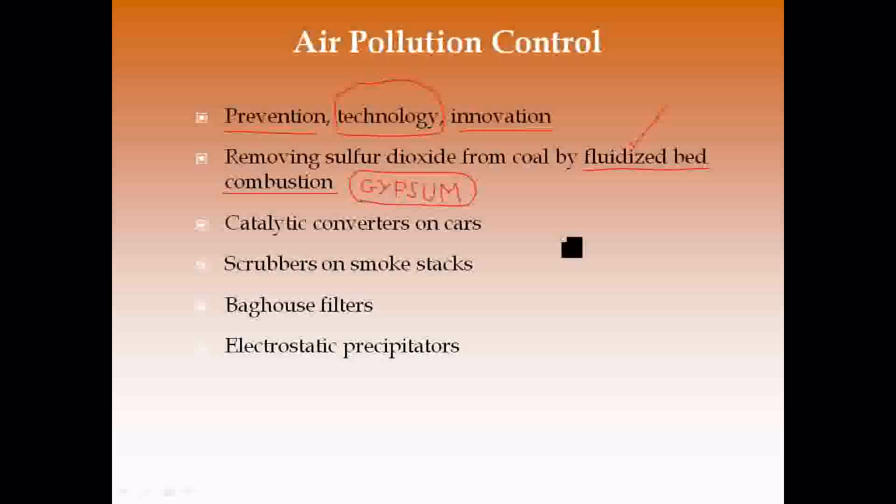Now for the nitrogen, it's all about reducing the emissions by reducing the temperature of the burn. So many times what's done is the amount of oxygen or the amount of temperature is controlled during the burning of the coal to decrease nitrogen that gets into the atmosphere.